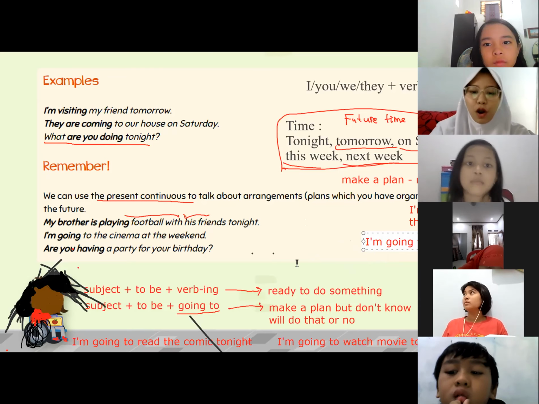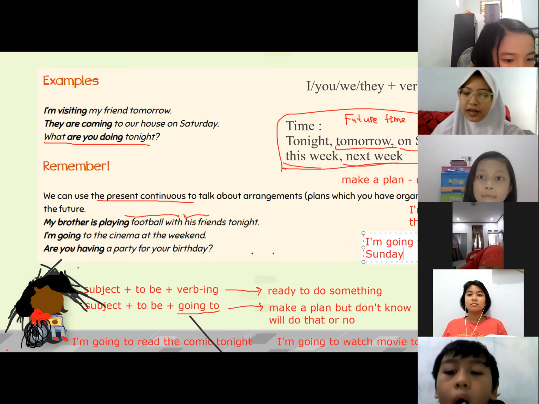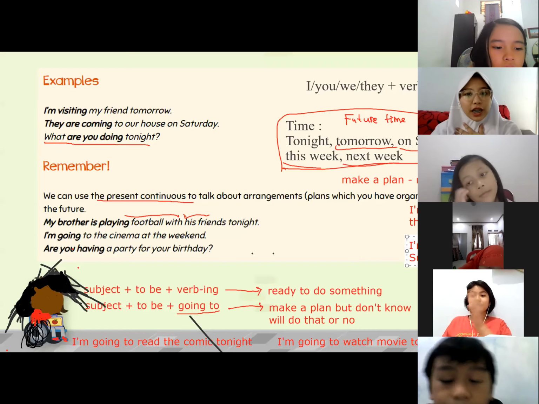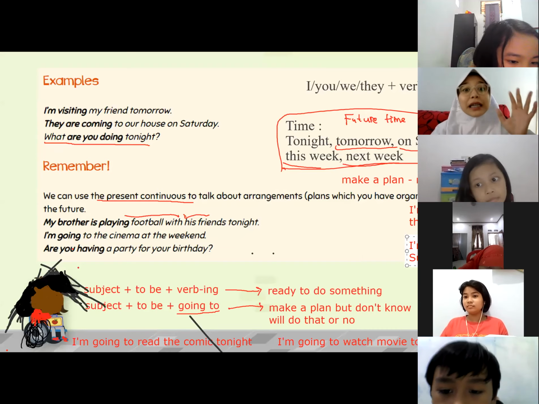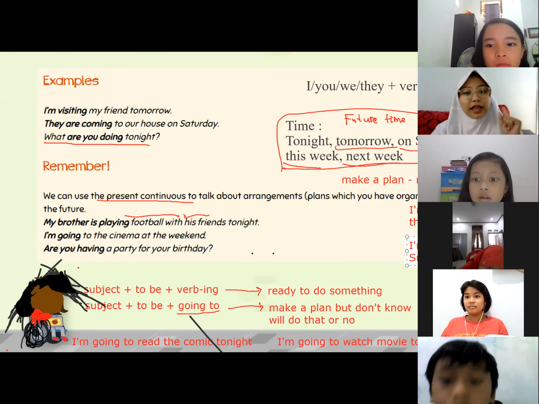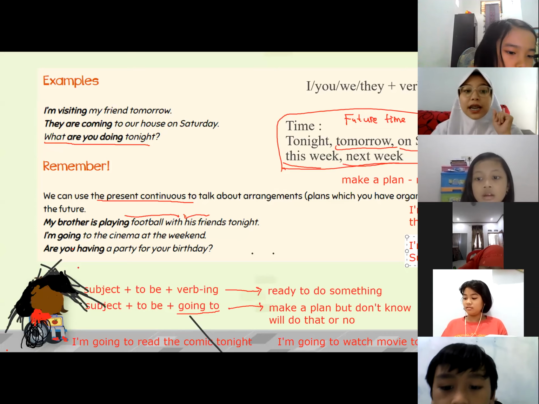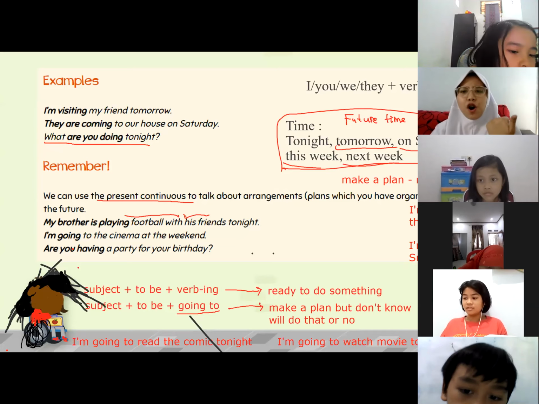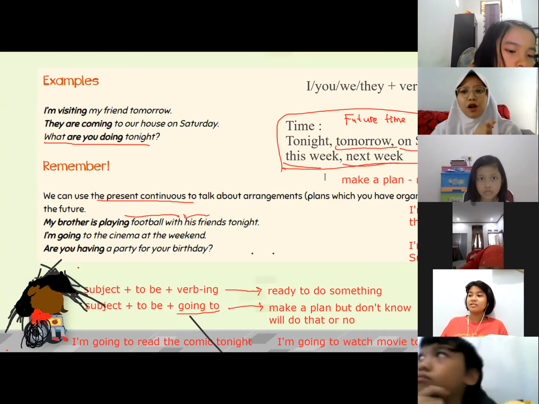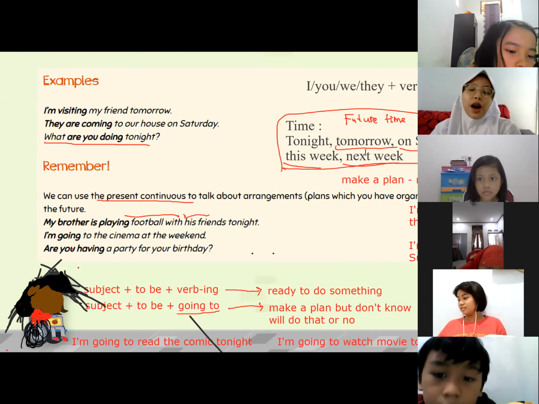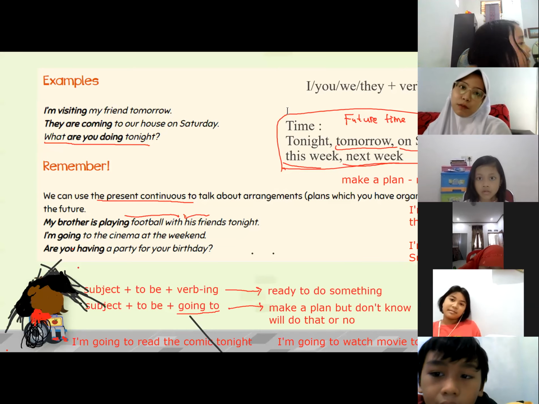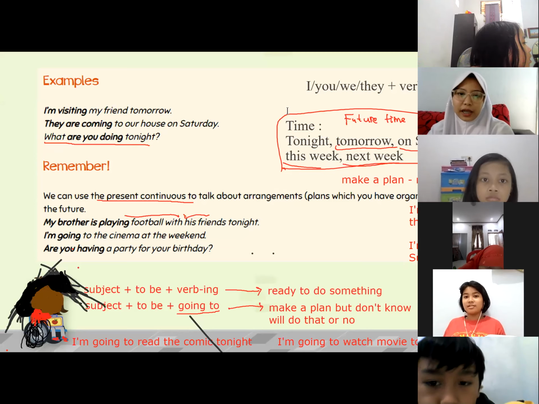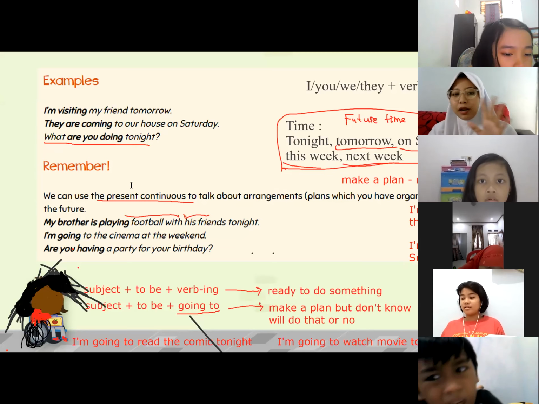Sunday. On Sunday, okay. This is how to make the sentence. I'm going to swim. Tell me the day, okay? Don't forget. Tell me the time or tell me the day. On what? Oh, on Sunday or Monday. Or maybe on the holiday. Or you can say on this week. In this week, something like that. That is the example, guys.